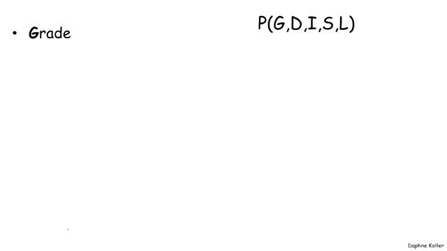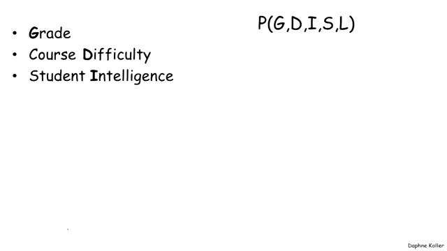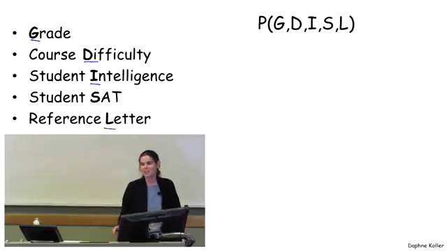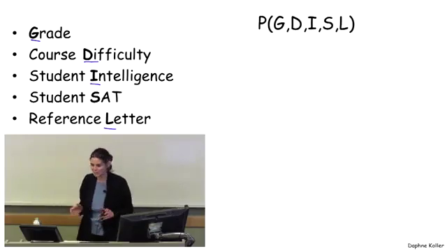Now, the grade of the student obviously depends on how difficult the course is that he or she is taking and on the intelligence of the student. So that gives us, in addition to G, also D and I. And we're going to add a couple of extra random variables just to make things a little bit more interesting. So we're going to assume that the student has taken the SAT, so he may or may not have scored well on the SAT, so that's another random variable S. And then finally, we also have the recommendation letter L that the student gets from the instructor of the class.